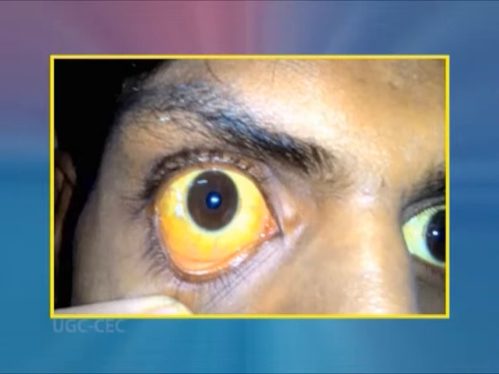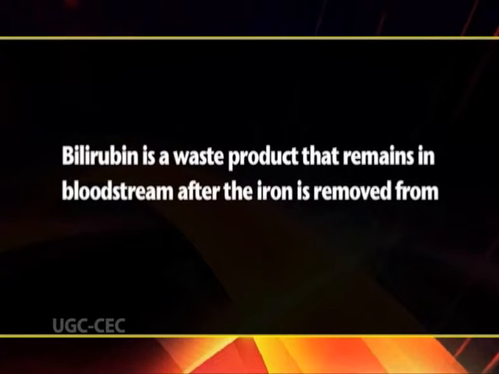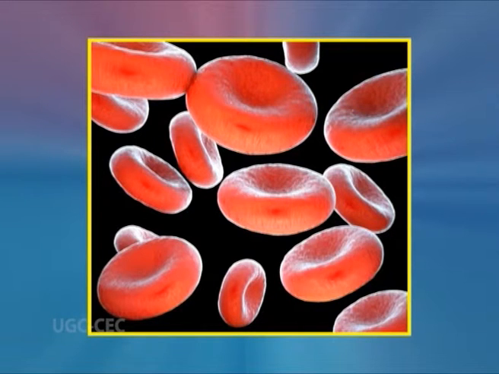Jaundice is a term used to describe a yellowish tint to the skin and sclera, that's the white part of the eye, that's caused by an excess of bilirubin in the blood. Bilirubin is a yellow-colored substance that's responsible for the yellowing of the skin and sclera. Bilirubin is a waste product that remains in the bloodstream after the iron is removed from the hemoglobin, which is released from the degradation of erythrocytes.